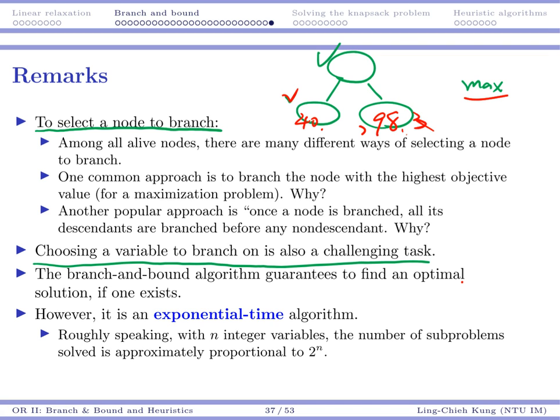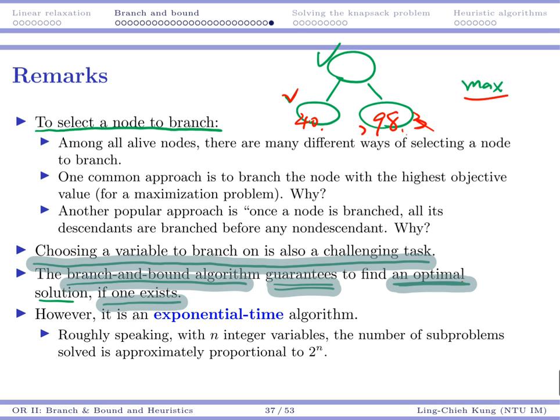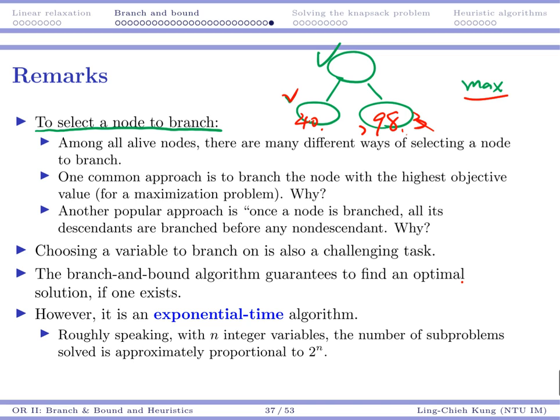Okay? And then the branch and bound algorithm has a nice property. If we keep doing that until the end, the algorithm guarantees to find an optimal solution if one exists. So that's why in this particular case, we say the branch and bound algorithm is an exact algorithm. It exactly returns the optimal solution for the problem. So that's good. But also there's one thing that is bad. It's actually an exponential time algorithm.